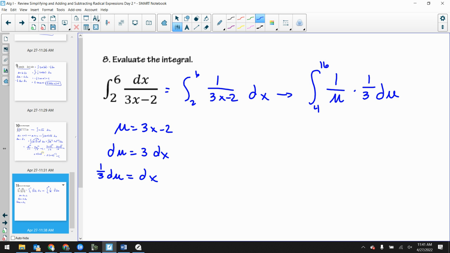Because we've changed the definite part of the integral. You good? Okay. I just took a minute to process. I thought it was 2 to 4, not 2 to 6. I was like, what? Yeah.